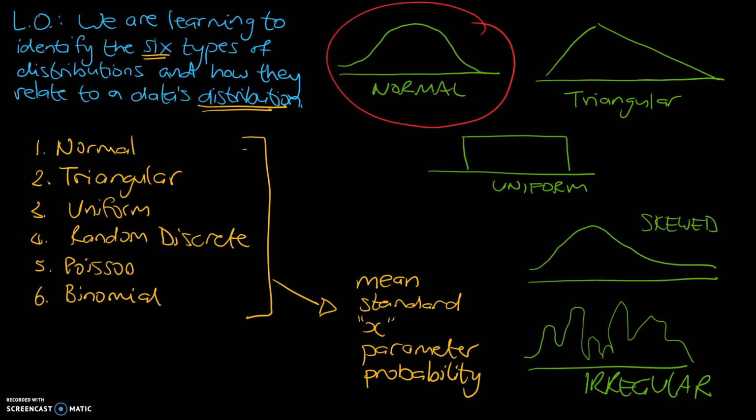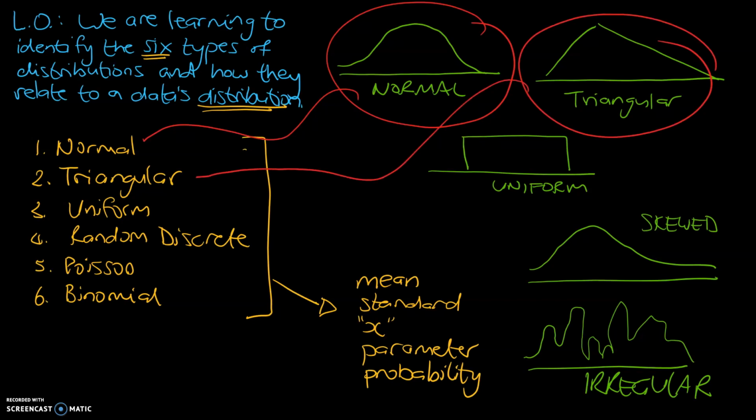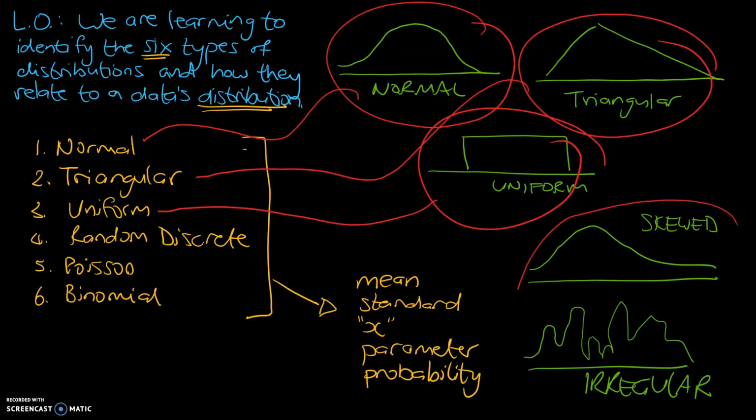So if your data looked like a bell curve, sure enough, you'd be using the normal distribution model. If your data appeared to be triangular in nature, you'd want to use the triangular model. If it looked like a rectangle or a square, you'd use a uniform or rectangular model. And the last one, skewed data or irregular data, there's no specific model for these, but there is a bit of a catch-all. If your data doesn't meet a normal, triangular, or uniform model, you can fall back on another model called random discrete.